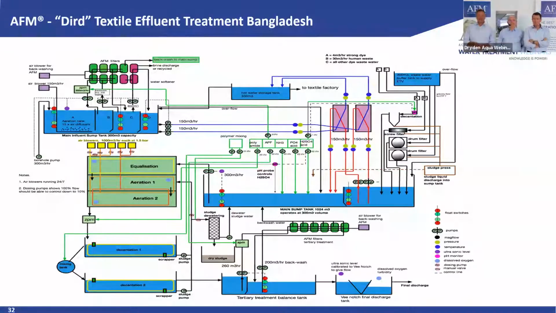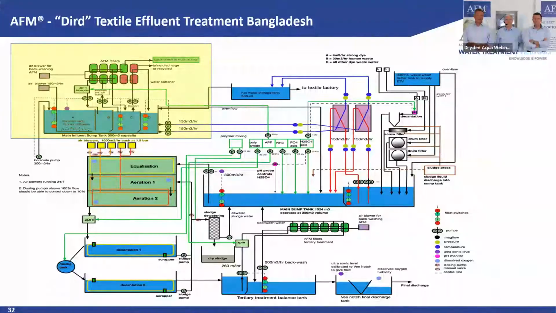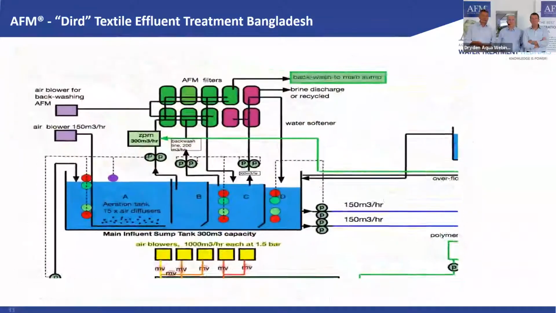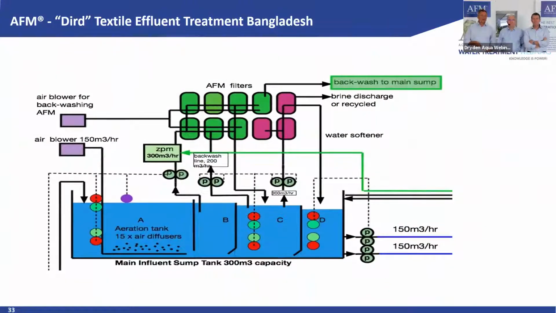Here you see the process. Actually, it's 2 things. It's groundwater and it is wastewater. So it's 300 cubic meters per hour of groundwater that is pumped up.